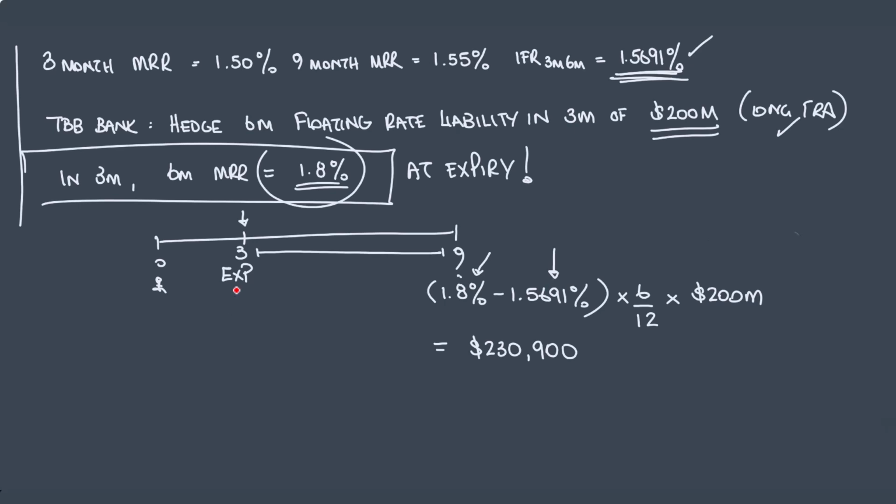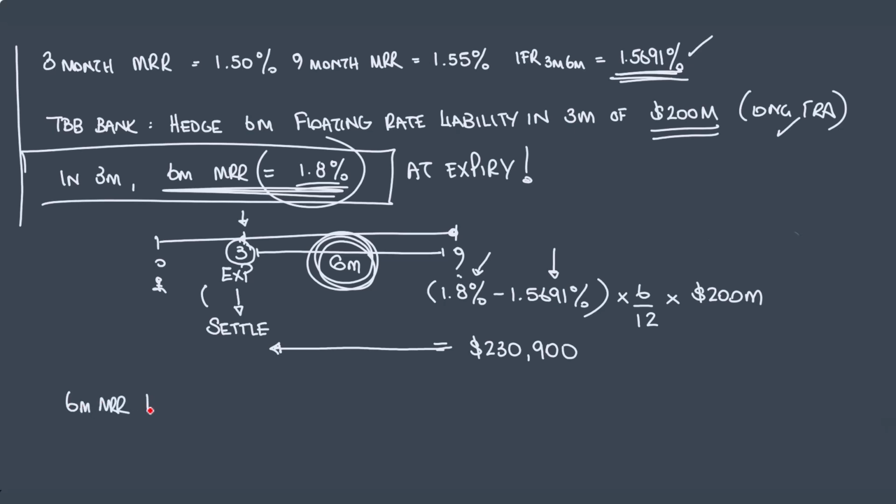However, the key for the FRA that often trips people up is that we settle here at expiry. Expiry is the start of the notional borrowing period. That's where we settle. So we need to take this 230,900 and discount it back to that point. How long is that? Well, from the end of the notional to the beginning is the length of the notional borrowing period. It's 6 months. Did I give you a discount rate to use? No, I gave you nothing separate, nothing specific. So the only 6-month rate I've got that I could possibly use as a discount rate is here. This MRR. So I know my 6-month MRR was 1.8%.